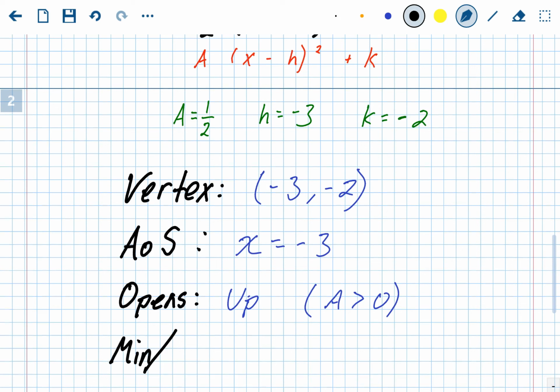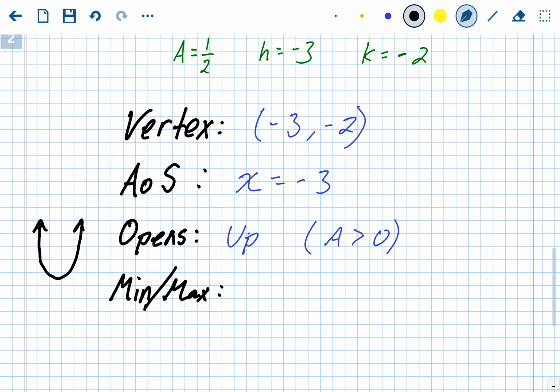Well, again, since this parabola opens up, and we're not going to graph it today, it's going to be like that. The vertex is going to be the lowest point. Okay. So we're going to have a minimum at whatever the y value of the vertex is. A minimum, in this case, at negative 2. That's going to be the lowest point on the graph, the lowest y value on the graph.